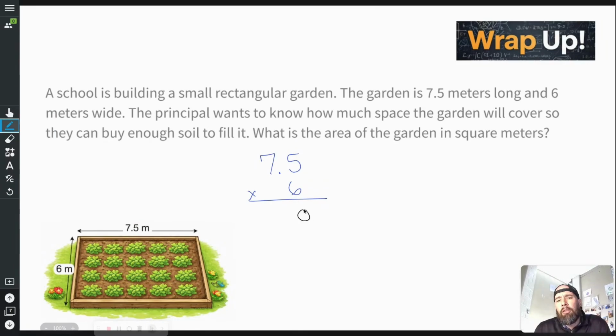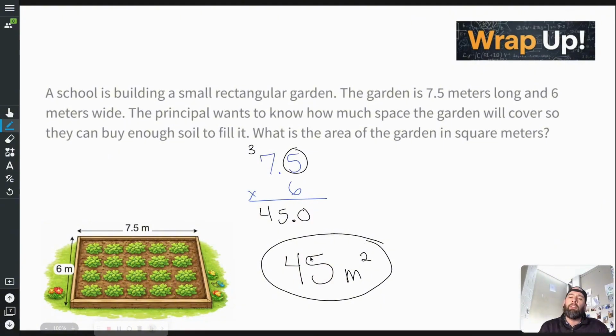6 times 5 is 30. Carry the 3. 6 times 7 is 42. 42 plus 3 is 45. I had 1 decimal place. Let's put a decimal place there. So I have 45.0, but I don't need that 0. So it's just going to be 45 meters squared. So 45 square meters is how much they need.